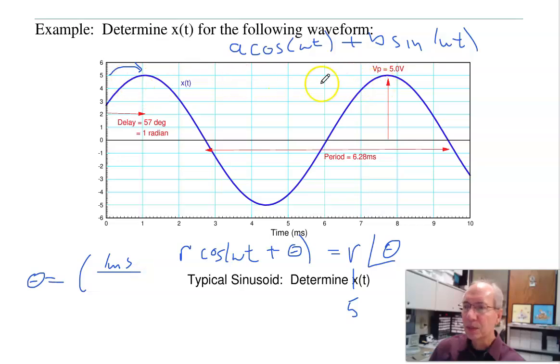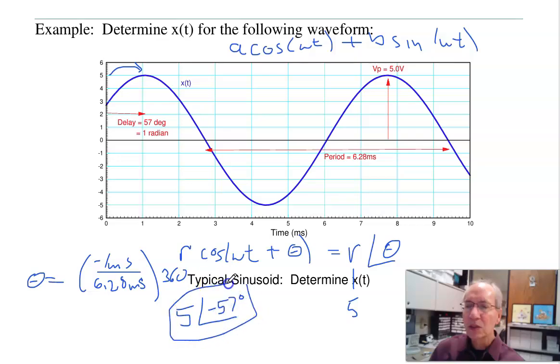So the delay is 1 millisecond. The period is 6.28 milliseconds. That's the phase shift. And if I want to do it in degrees, that's one cycle. One cycle is 360 degrees. And a delay is a negative phase shift. So it gives me 5 at minus 57 degrees. So that's the phasor representation for this voltage.